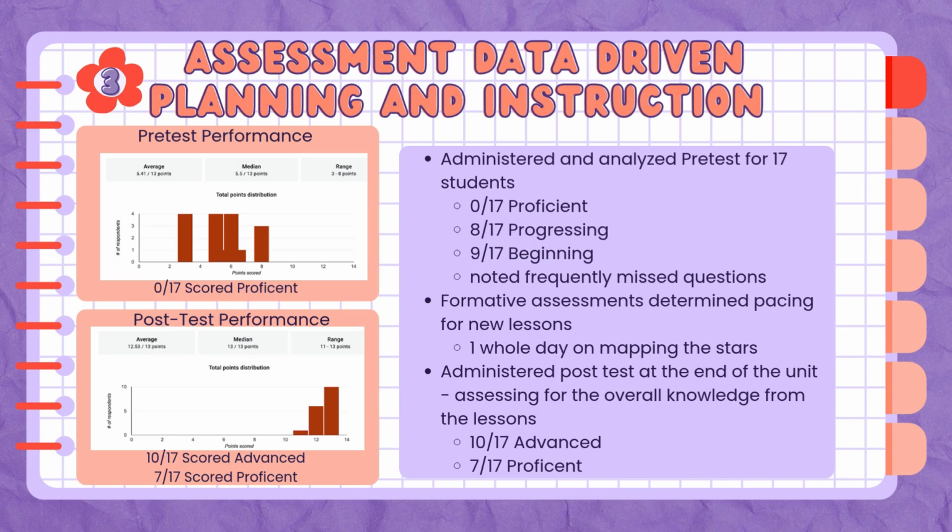So from the pretest, as I said, 0 out of 17 scored proficient, 8 out of 17 scored progressing, and 9 out of 17 scored beginning. After this was taken, I noted frequently missed questions. These were questions that got a 7 out of 17 or lower. This assessment determined my pacing for new lessons.